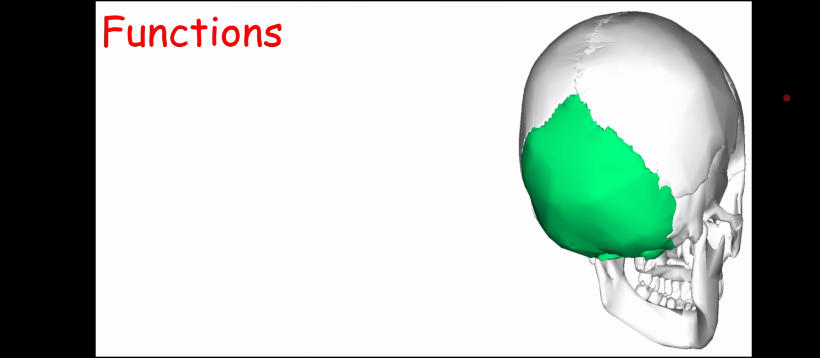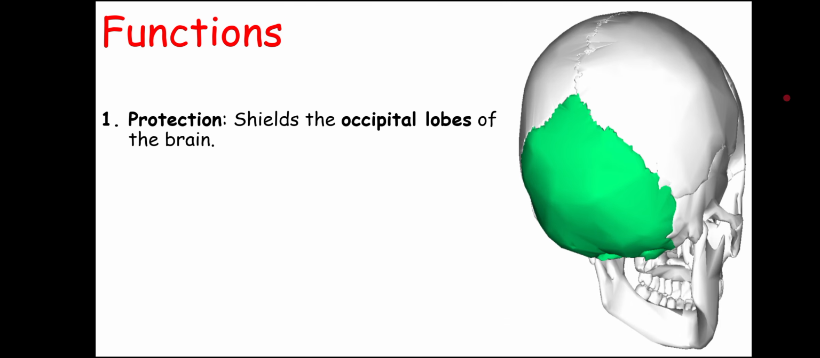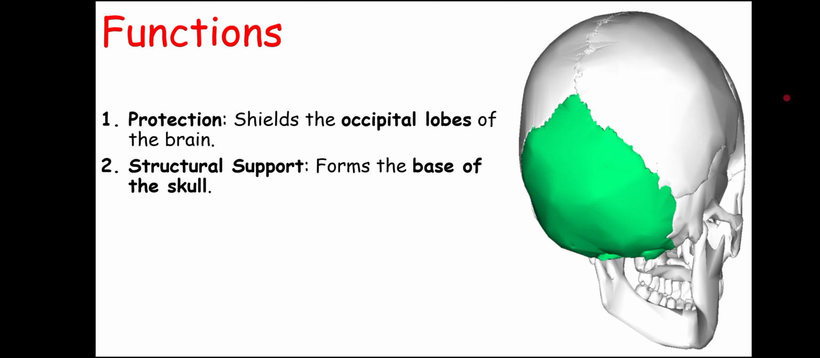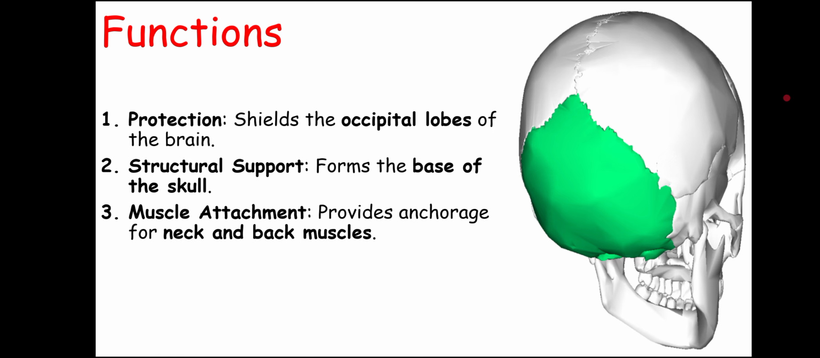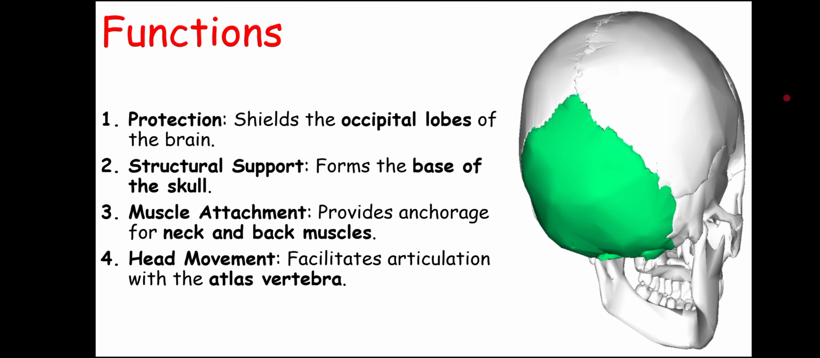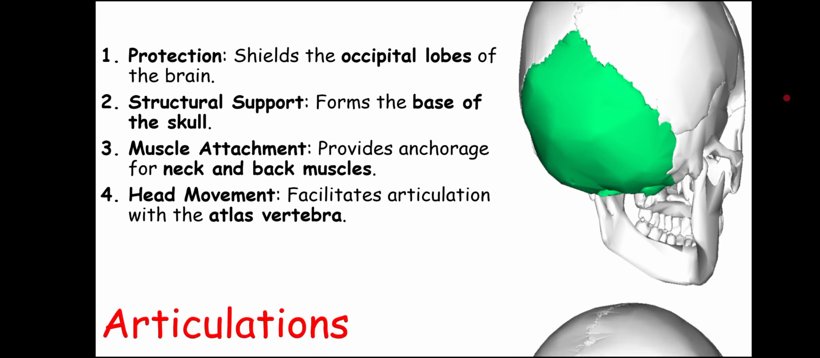Now let's talk about the functions of occipital bone. Functions of occipital bone include protection, as it shields the occipital lobes of the brain. It also provides structural support as it forms the base of the skull, and also performs the function of muscle attachment as it serves for neck and back muscles, and also helps in head movements as it facilitates articulation with the atlas vertebra, that is C1 vertebra.